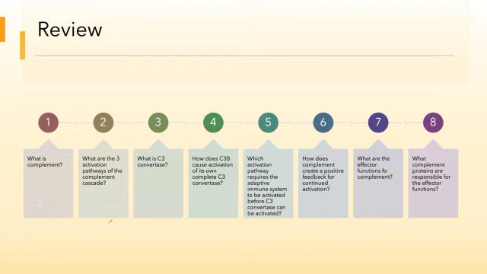What are the three different activation pathways? You should know what C1 does, what C2 does, what is C3 convertase. You saw in that video there's a couple of different forms of it. How does C3b cause activation of its own C3 convertase? So C3b turns around and actually creates a new convertase. Which pathway requires the adaptive immune system? How does complement create a positive feedback loop for continued activation? How does it keep reactivating itself?